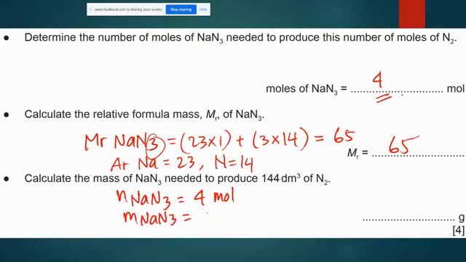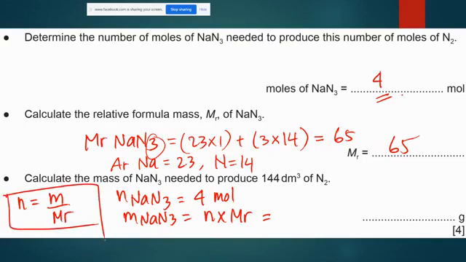Mass equals to moles times MR of NaN3. Remember, we have to use this formula, moles equal to mass divided by MR. This one. So to find mass, we have to multiply the number of moles by MR. 4 times 65, it's 260 grams.